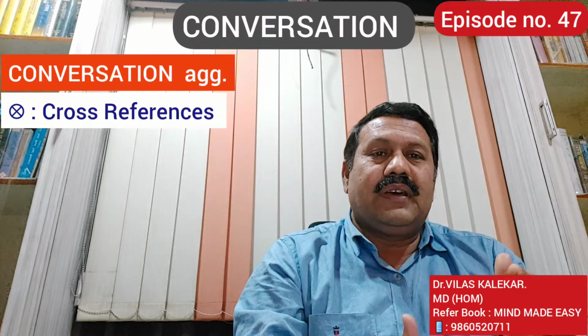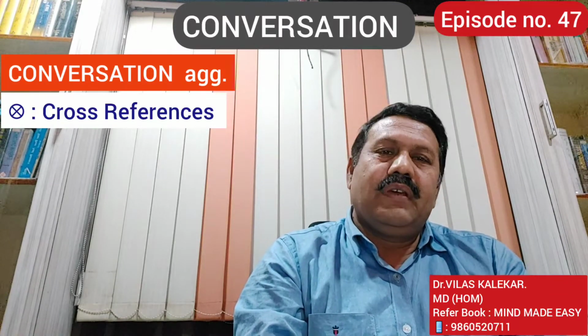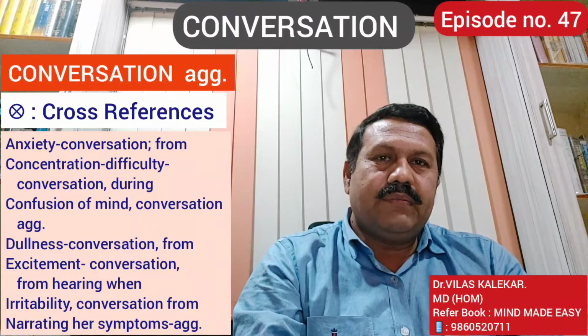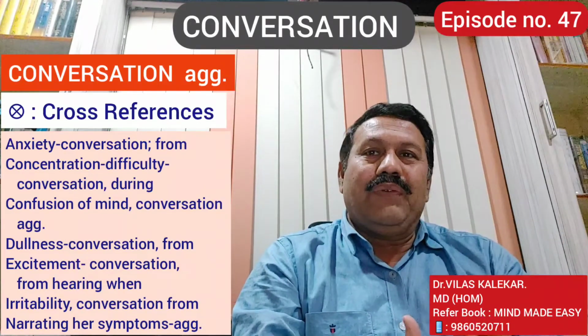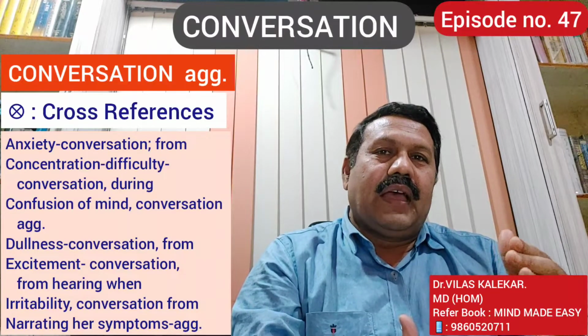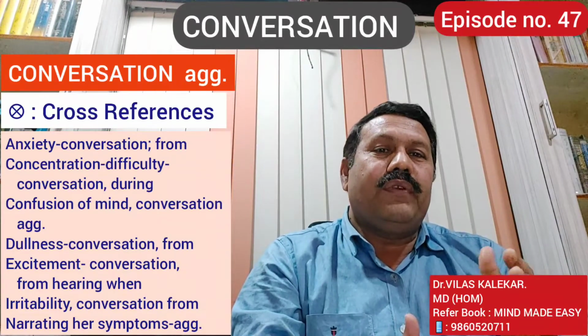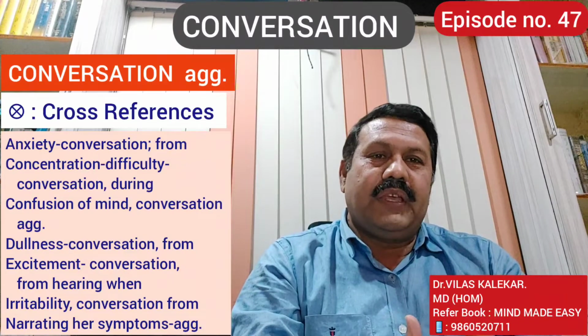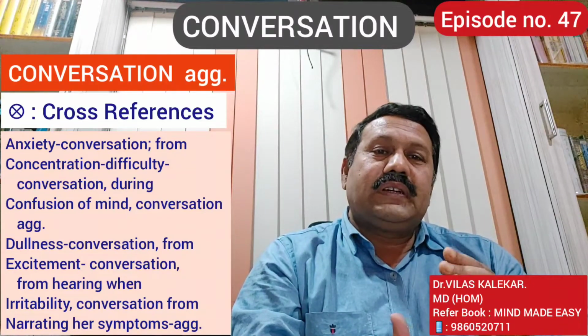Now we'll see the cross references for conversation aggravation. First is anxiety conversation from. Anxiety means it is a discomfort about something doubtful, or it is a state of feeling worried about something. Anxiety has no definite cause, or it is the uncomfortable feeling of nervousness or worry about something that is happening or might happen in the future, especially something bad. This is anxiety. Then next cross reference is concentration difficult conversation during.